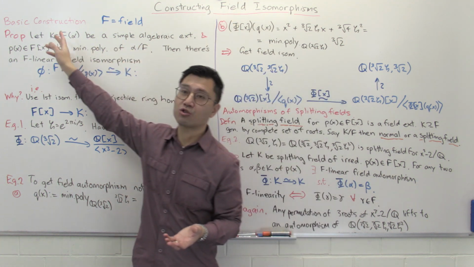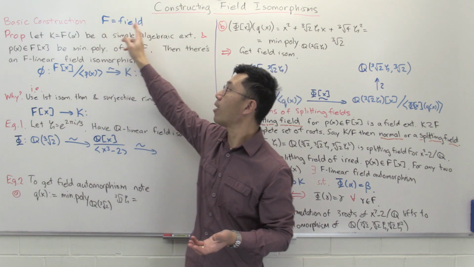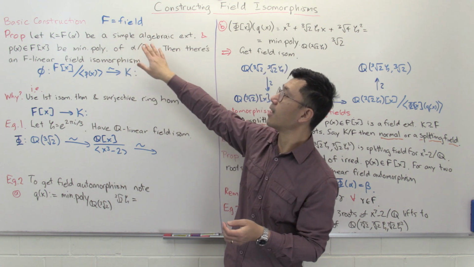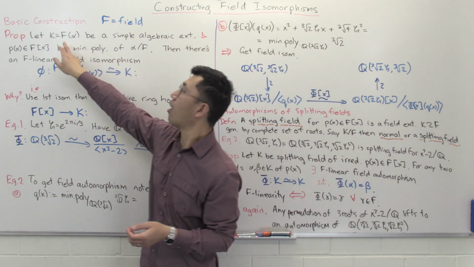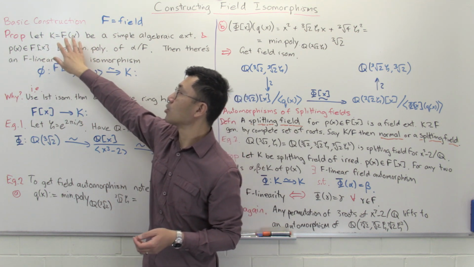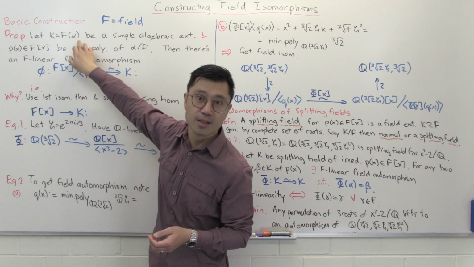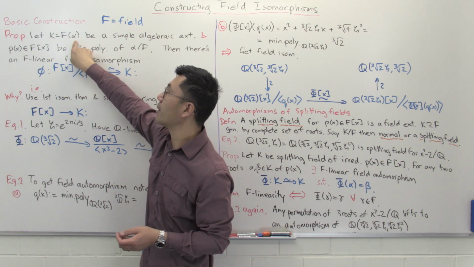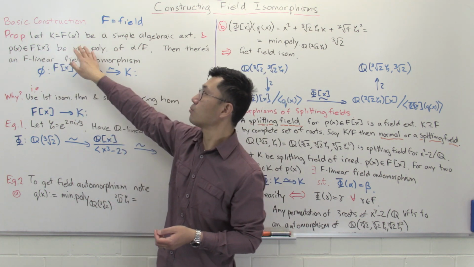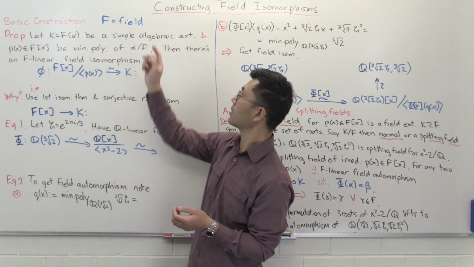So for our basic construction of field isomorphisms, let F denote some sort of field. And what we're going to do is consider a simple algebraic extension of this field F. Let's call it K. If it's a simple extension, that means we can write it in the form F of alpha. That is, it's generated by a single element alpha inside K. So every element inside K is just some sort of polynomial in alpha whose coefficients are inside F. Okay, so that's what simple means.